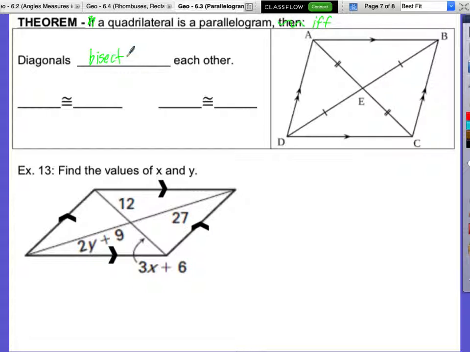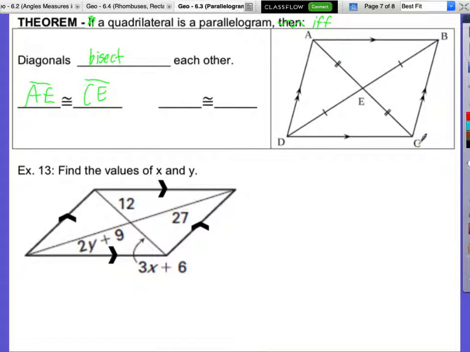Okay, so what would segment AE be congruent to here? Sophia? CE. So this one whole diagonal AC is cut in half, or bisected is our math word, by the other diagonal. And this diagonal BD is bisected by CA.